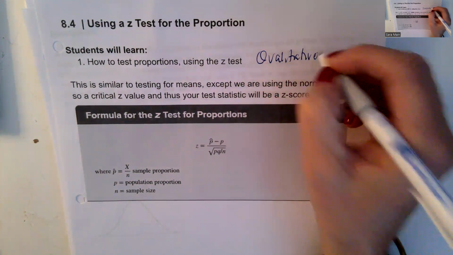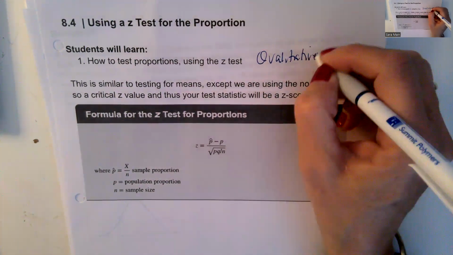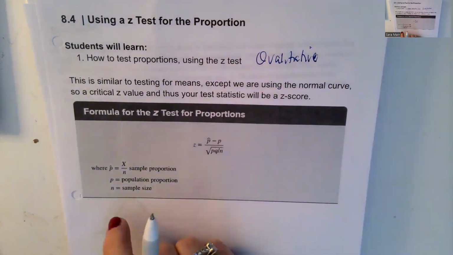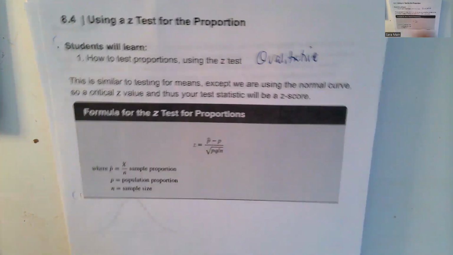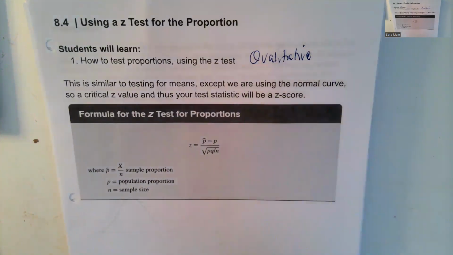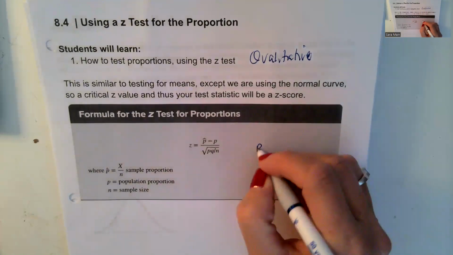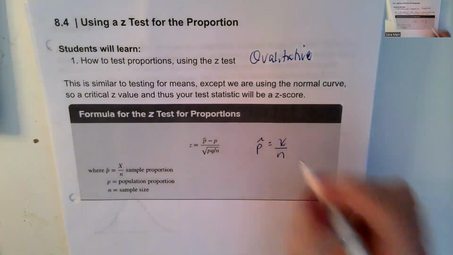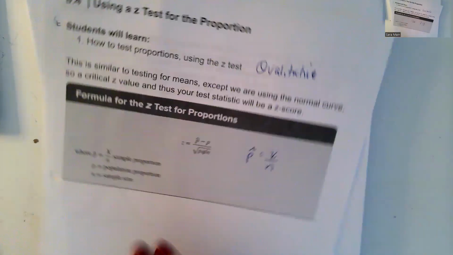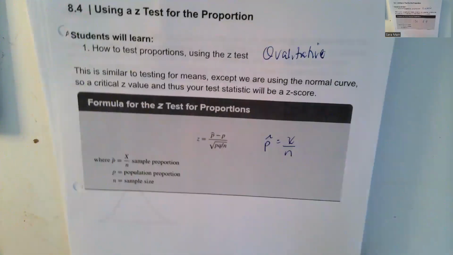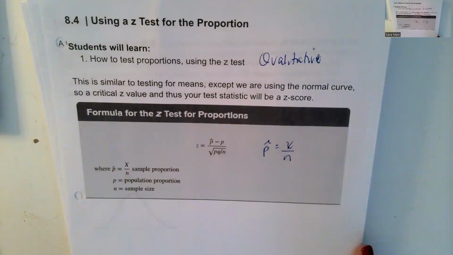And when I say qualitative data, I'm going back to day one, week one, when we talked about questions, data. When you ask somebody a question like a yes or no, or raise your hand for the number of people that have brown eyes, or raise your hand for the number of people that have 4 siblings, you're going to count those people and then divide by the total. So remember that p hat is x divided by n. Okay. So right here, our sample proportion, x divided by n.